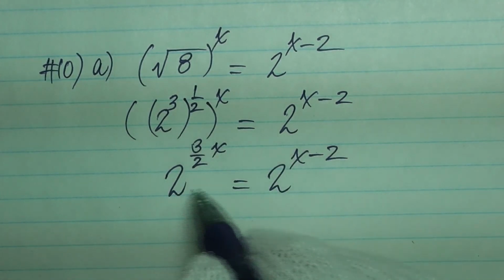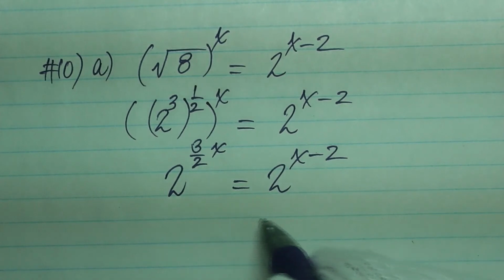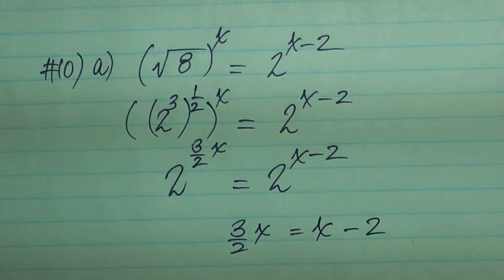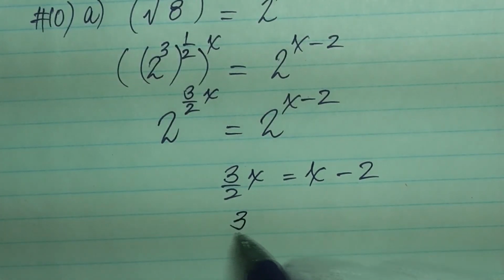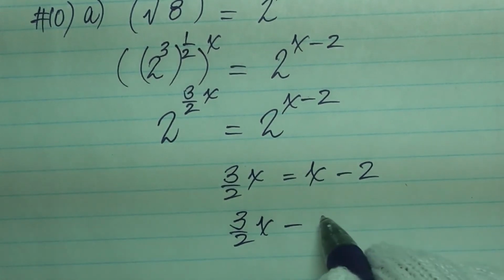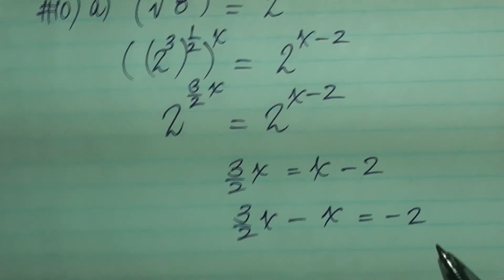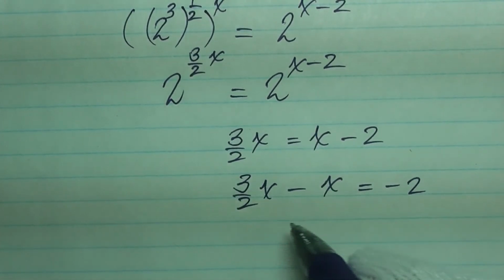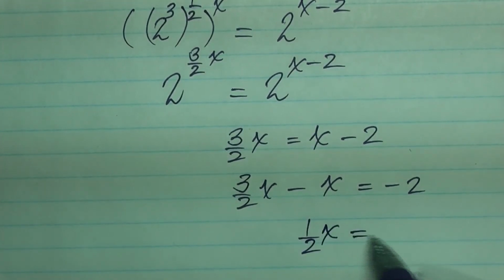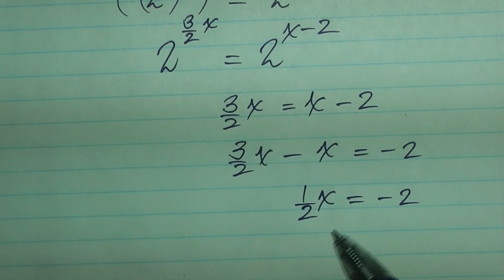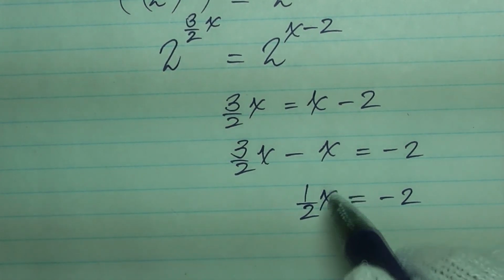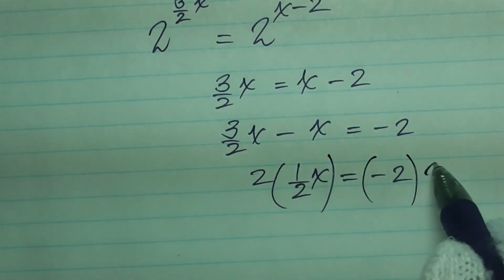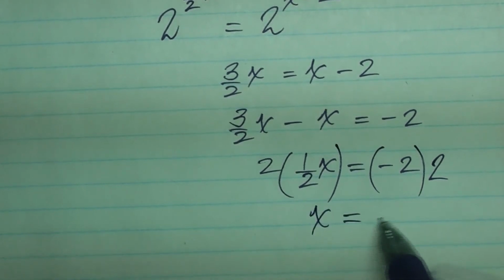The bases are the same, so we're going to set the exponents equal. So 3 over 2x is equal to x minus 2. This is the same as 3 over 2x minus x equals minus 2. Now remember, this is minus 1, so 3 over 2 minus 1 is going to give me 1/2 x. So I can multiply both sides by 2. That's going to give me x equals negative 4.